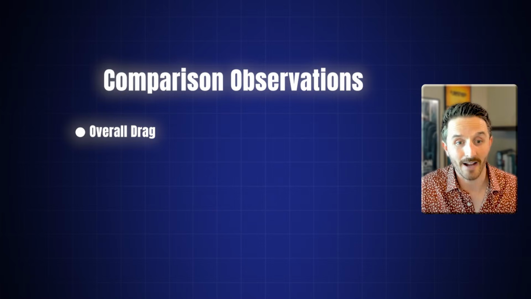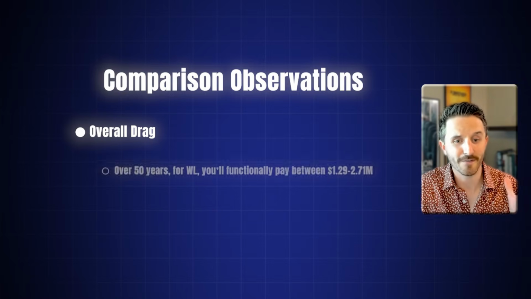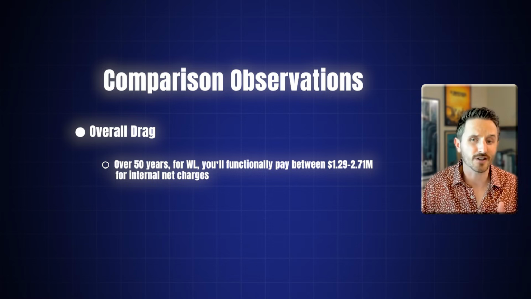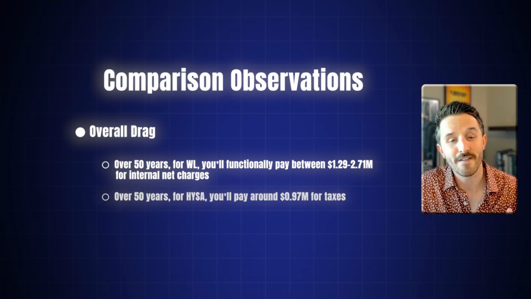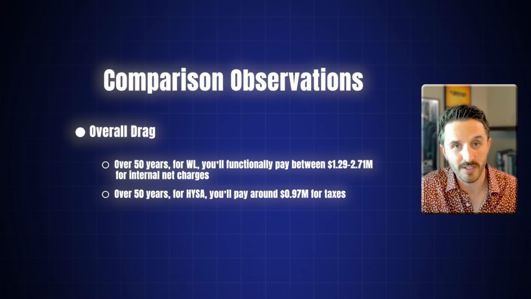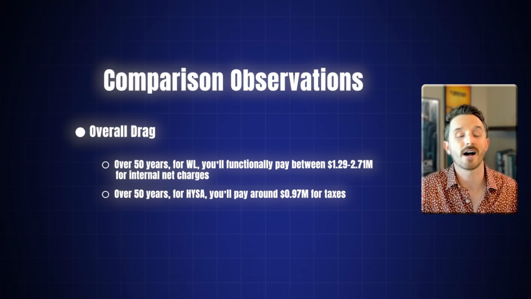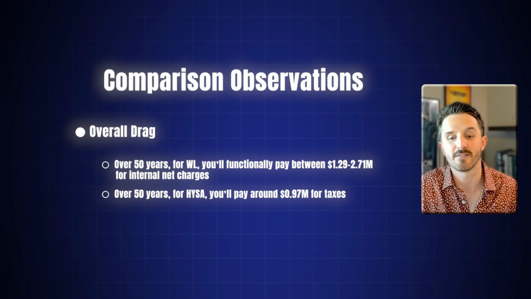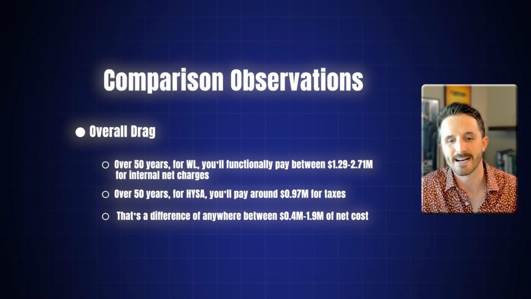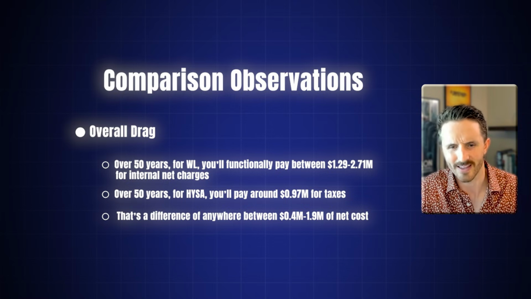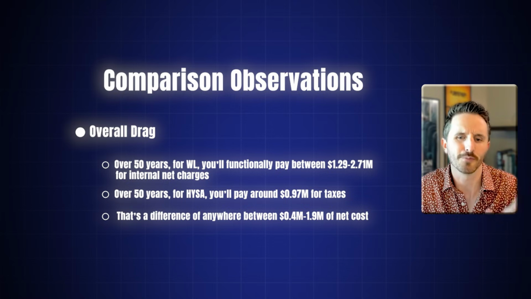Now, the overall drag, or the net internal charges: for whole life, over 50 years, you're going to be paying between 1.29 and 2.71 million in these policies for net internal charges. And over 50 years for the high yield savings account at 4%, 22% tax bracket, you're going to pay just shy of $1 million, 0.97 million, for taxes. And that's a difference in cost of anywhere between 0.4 to 1.9 million or so. And actually, I think I wrote that down wrong. It's actually about 0.3 million.